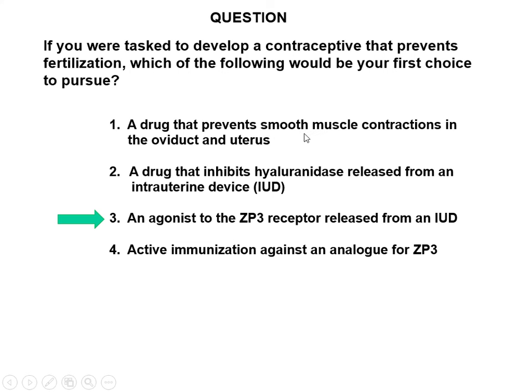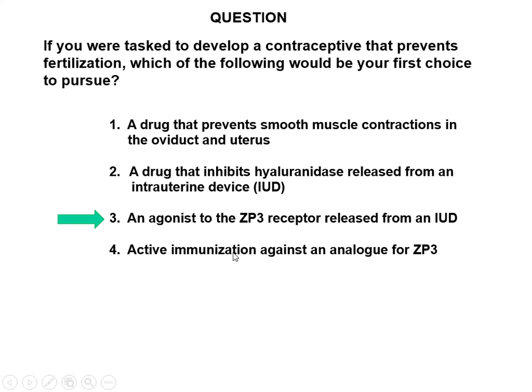But remember, there's nothing particularly unique about the smooth muscle in the oviduct or the uterus, so it's probably going to inhibit smooth muscle contractions throughout the body, which is going to mess up an awful lot of other systems. So that's probably going to have a lot of side effects. This drug won't work at all because it's active in the uterus, and you want to inhibit hyaluronidase activity up in the oviduct.